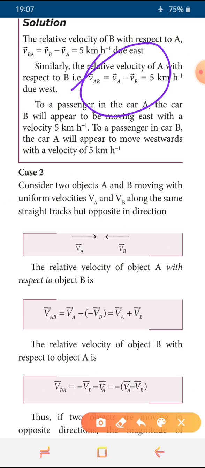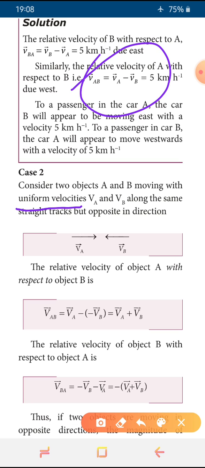For the passenger in car B, it will appear that car A is moving in the westward direction with a velocity of 5 km per hour. Okay, so it is understandable here. Then case 2: we are considering that A and B are moving with uniform velocities.